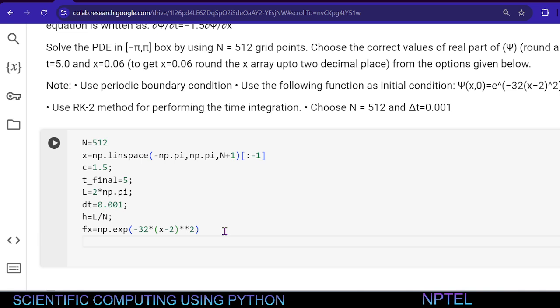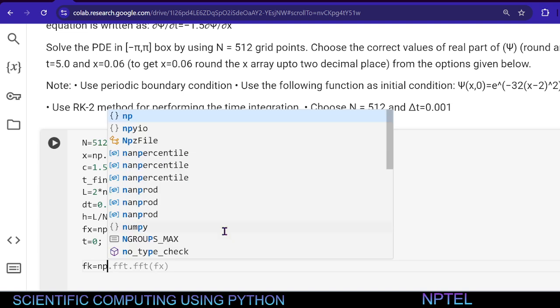Okay, this is the initial distribution. The initial condition is t equal to 0, and f_k is going to be... Now we go to the Fourier transform. How do we do it?